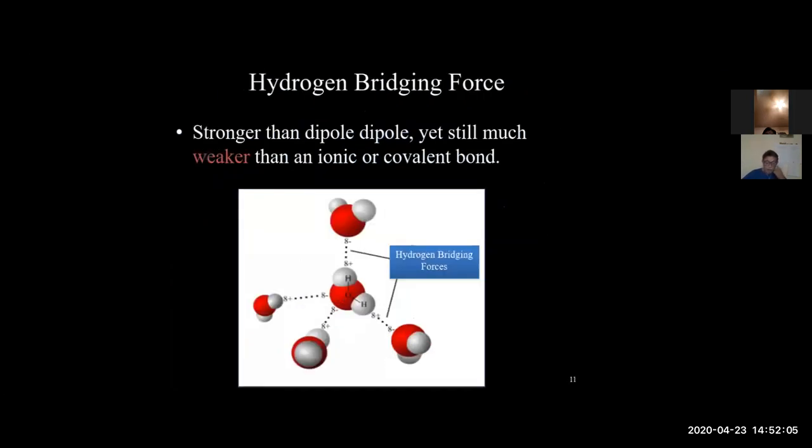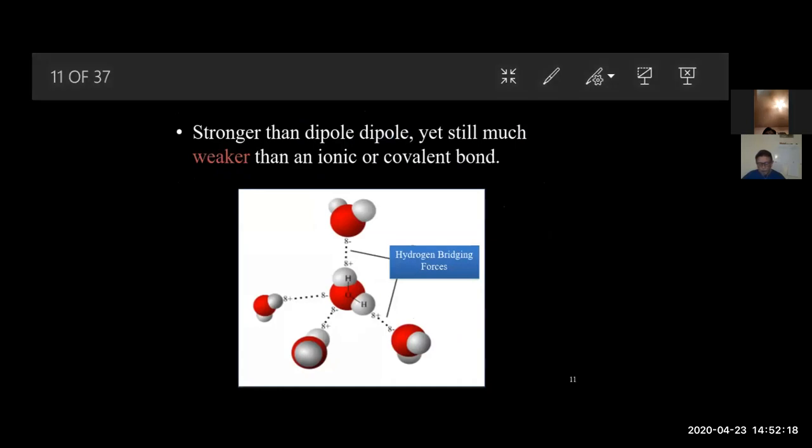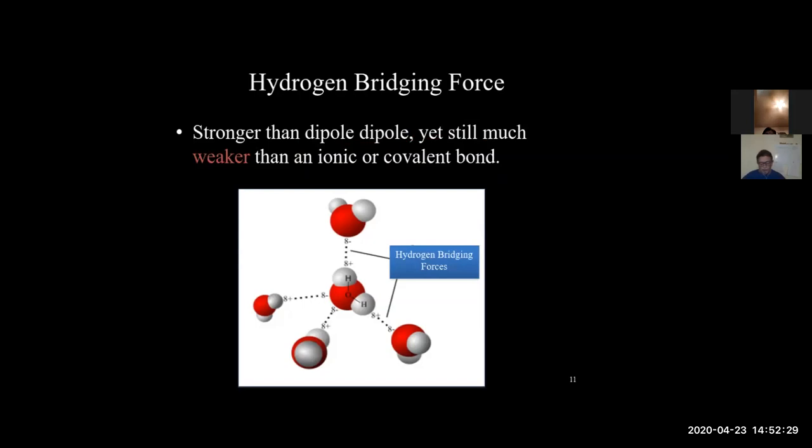Okay, this one here kind of demonstrates again the interaction of the hydrogen bridging, which is much stronger than the dipole-dipole. Okay, but much weaker than bonds, the actual ionic or covalent bonds. Keep that in mind. These are relatively weak interactions. Okay, weak interactions when compared to bonds.